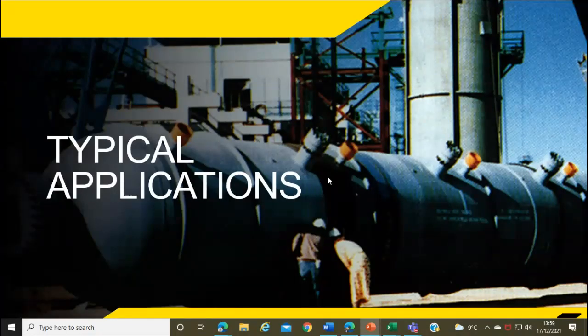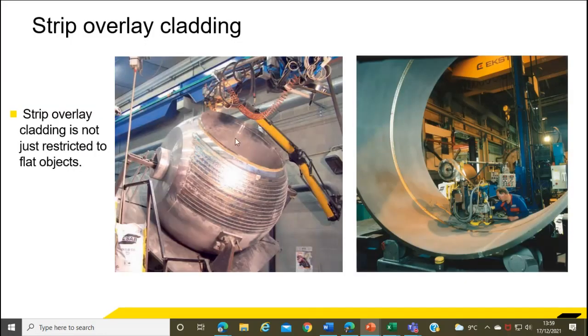In terms of applications, I don't want to get too deep in this. Time's just about up. Any big vessel like this that's operating in a corrosive environment is absolute fair game for strip overlay. And I just want to pop this one in. It's obviously a ball valve. Strip overlay is not just restricted to flat objects. If you can manipulate the workpiece to be in the horizontal position, then you can put strip overlay on it. It's not something that you can weld at an angle. It has to be in the horizontal position.